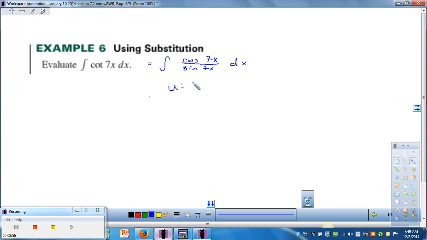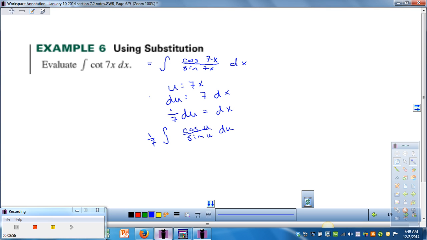Let's say u equals 7x. du equals 7 dx. So 1/7 du equals dx. And now let's rewrite it. We get the integral of what? Cosine of u over sine of u du with a 1/7 out in the front.